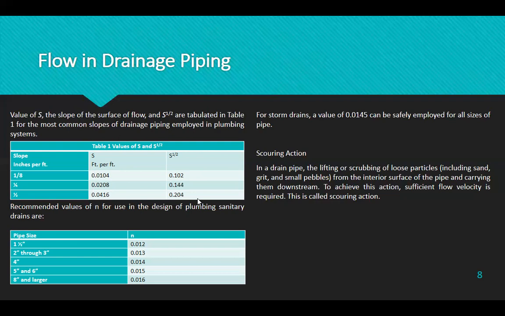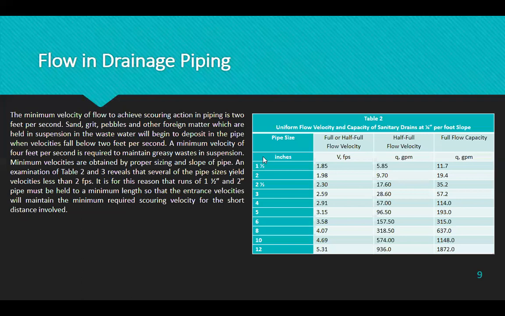Yung maximum naman, yung limit nun is para sa noise, friction. So the minimum velocity of flow to achieve scouring action in piping is 2 feet per second.